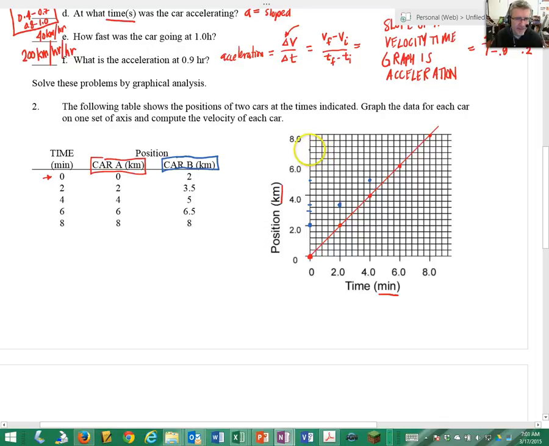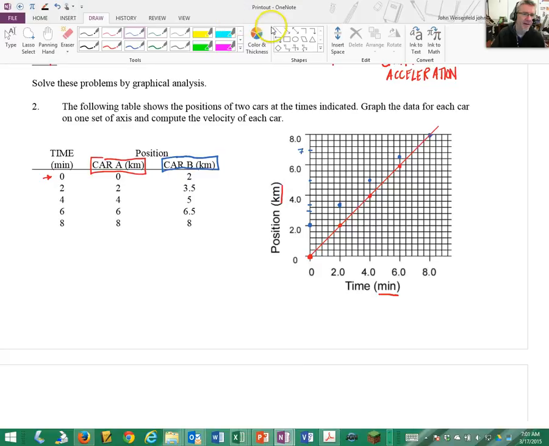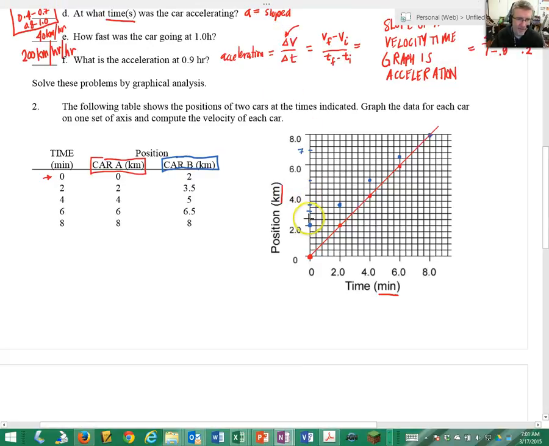So this is 7. 6.5 is halfway in between. At 6, we're right here. And then at 8, we're at 8. So these graphs actually overlap at 8. So let me get a line here and draw a little bit of a line here.